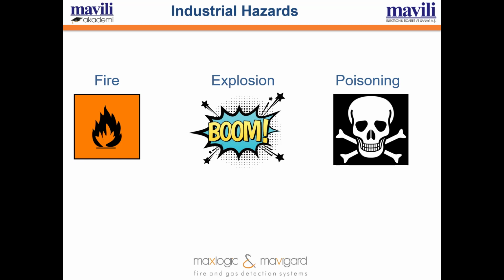Site classification is made as Zone 0, Zone 1, and Zone 2 within the framework of ATEX directives. If it is an explosive environment, the appropriate product should be selected. In light of this data, fire and gas detection systems are designed according to the architectural project, hazardous chemicals analysis report, and site classification.